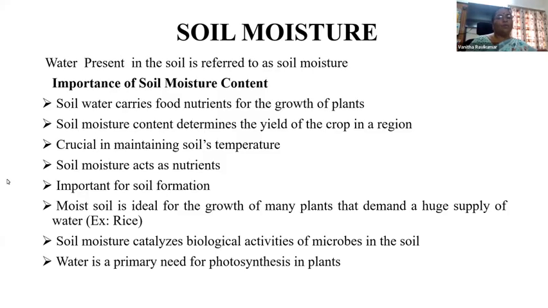Sugarcane also requires more water, and paddy always needs standing water till harvest. One week before harvest, they can drain out the water. Soil moisture content determines the yield of the crop. Soil temperature also affects soil moisture, and soil formation also needs soil moisture.